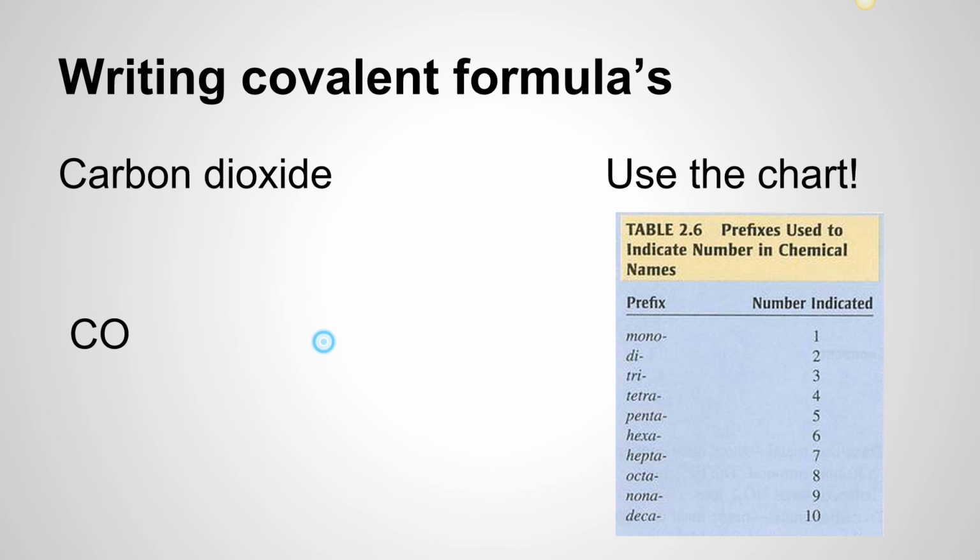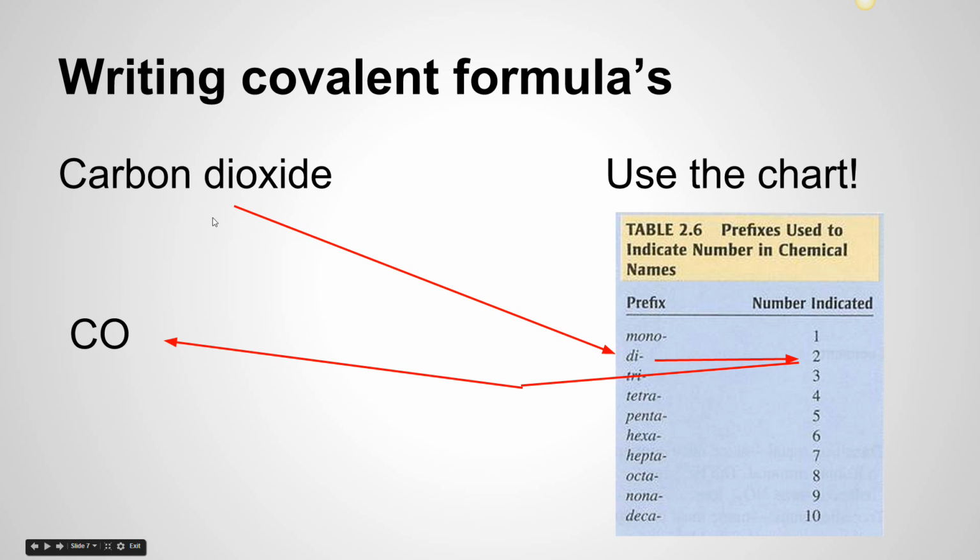So we're going to use that prefix di on the oxygen, and we're going to look it up on the chart and find out that there are 2 oxygen atoms in this molecule. So we're going to put a little 2 to tell us how many oxygens we have. CO2, carbon dioxide. If we were to name something like carbon monoxide, it would have 1 oxygen, CO.